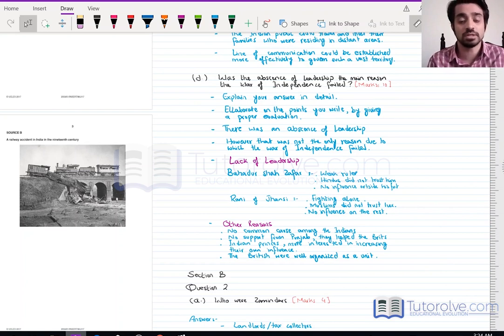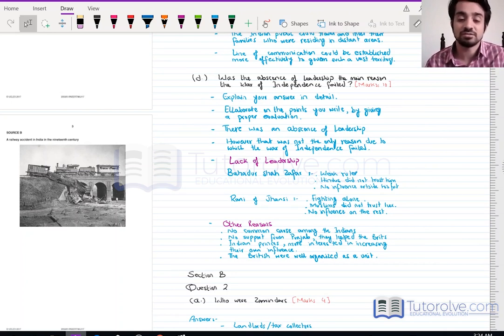The correct way, however, to go about it is to divide your answer accordingly. Yes, absence of leadership was a cause for the lack of cohesion between different populations within the Indian citizenry. But at the same time, there were other reasons that caused the War of Independence to fail. So there was absence of leadership, yes, but we have to talk about other reasons as well.